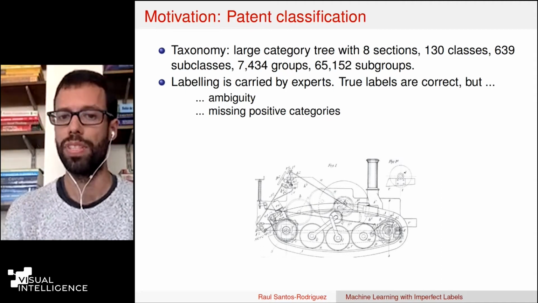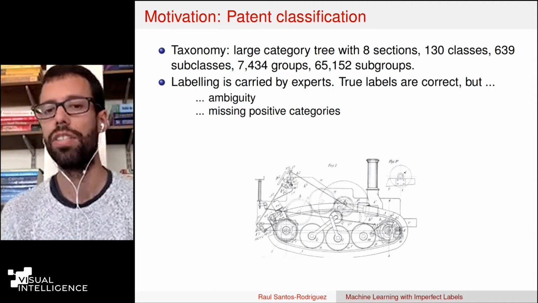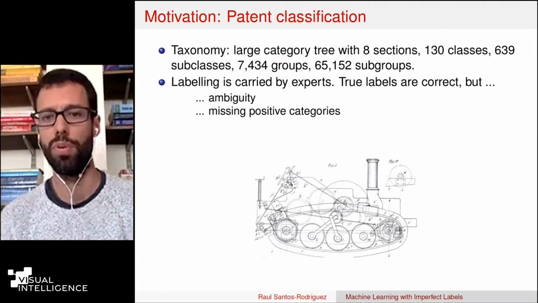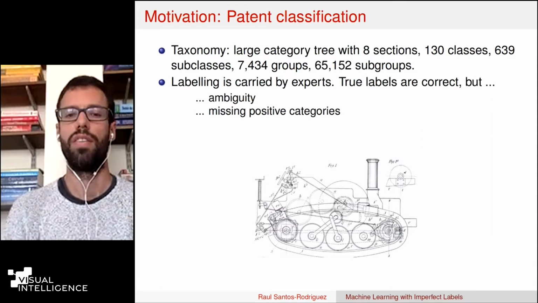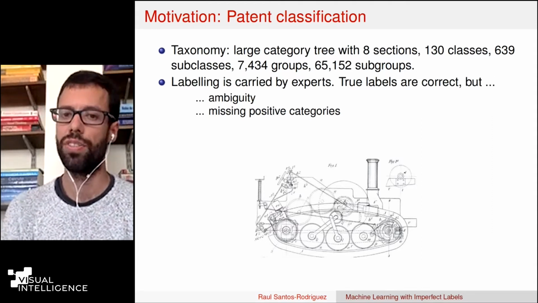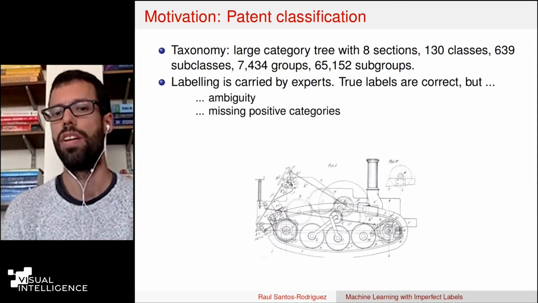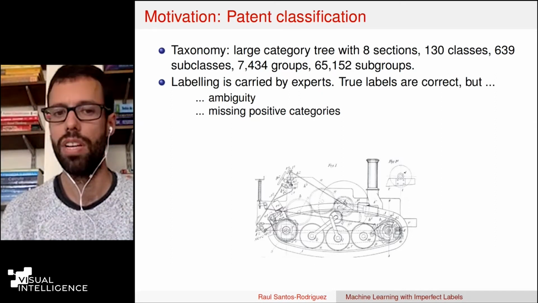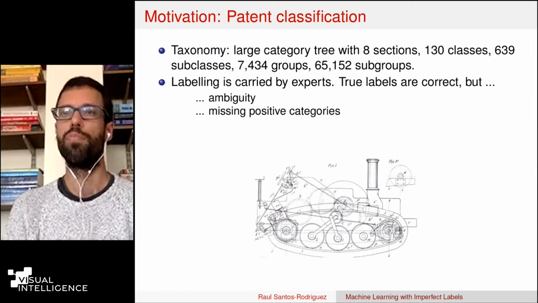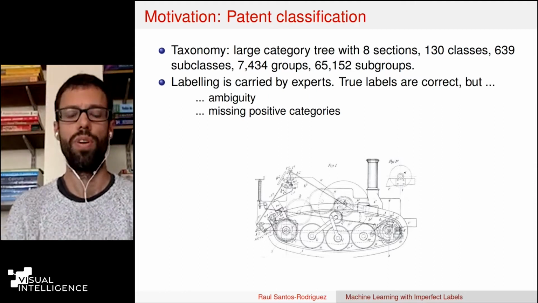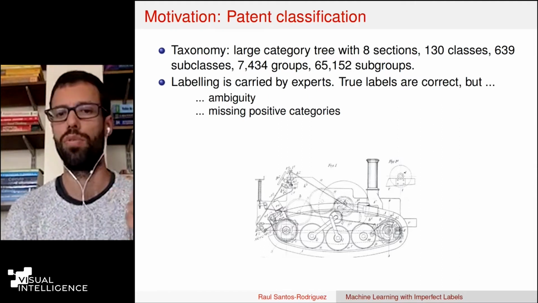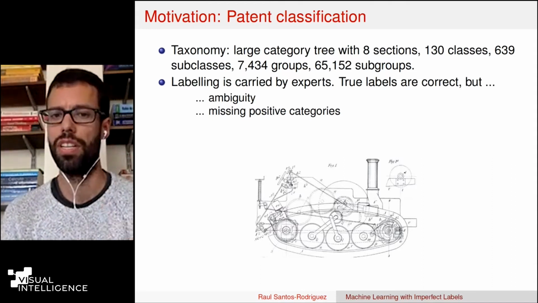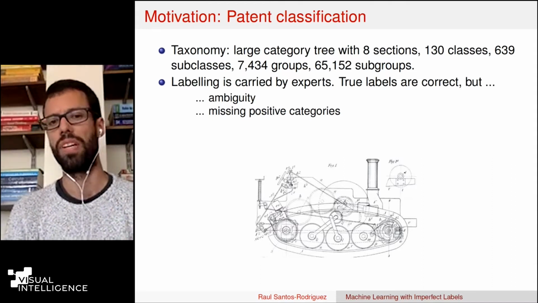And even if the experts are amazingly good, just the sheer volume of classes and subgroups makes the classification task very difficult for them. So it means that they might forget labels. And in some cases, it might even be impossible for them to say whether something belongs to A or belongs to B. So in this case, we can trust the labels very much, but still, they are not perfect.